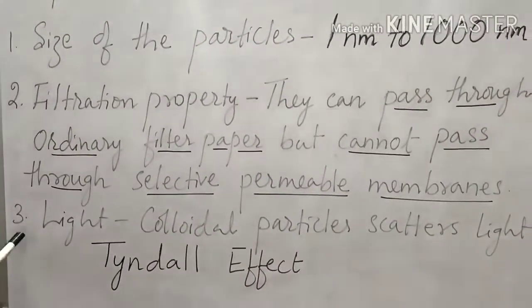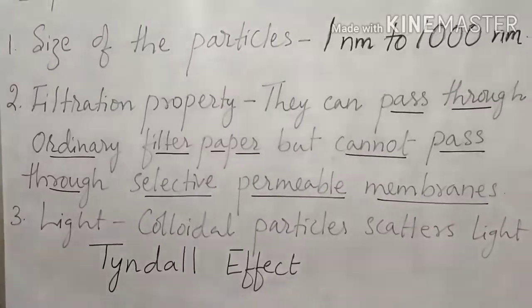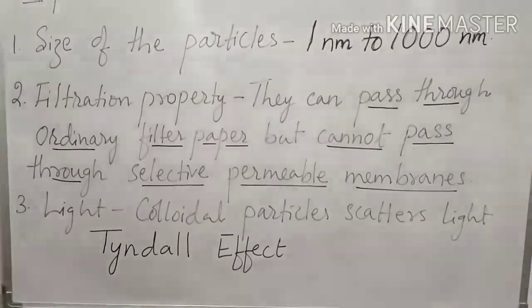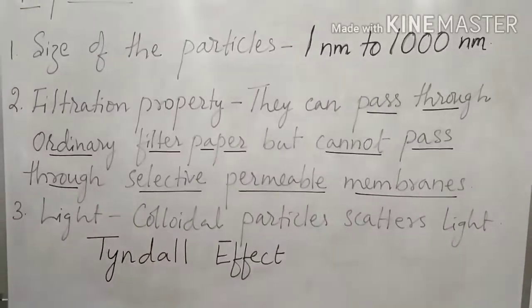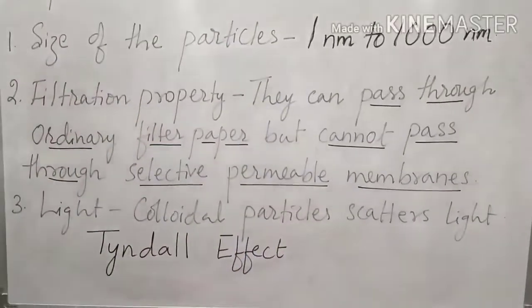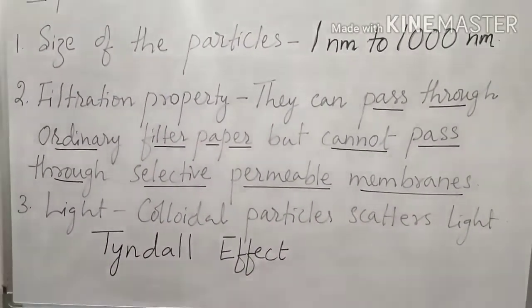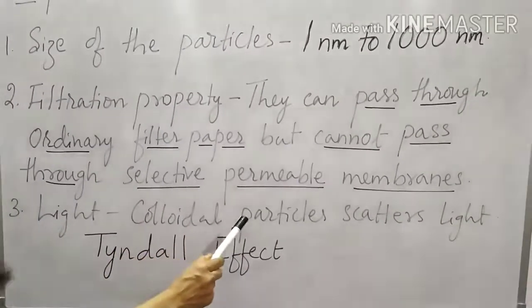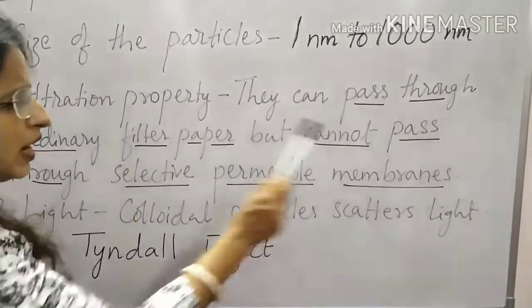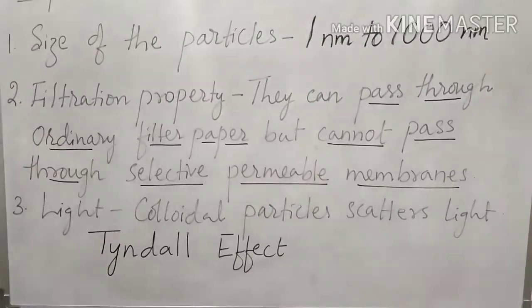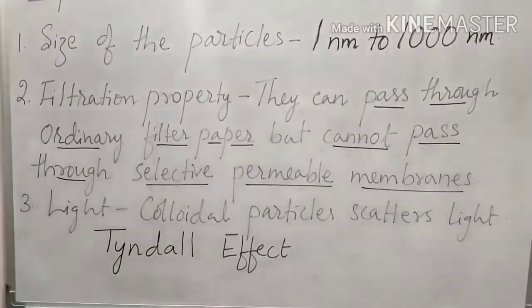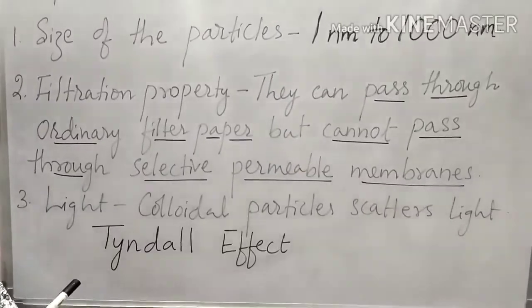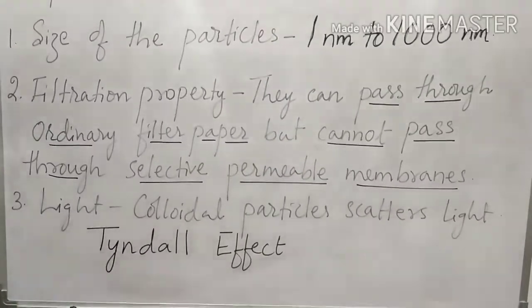Now the more important properties start from the third property, that is the property related to light. Colloidal particles scatter the light. Light does not pass through a colloidal particle or colloidal system. Colloidal particles have a property to scatter the light, and that property we call the Tyndall effect. The property of scattering of light by the colloidal particle is called the Tyndall effect.